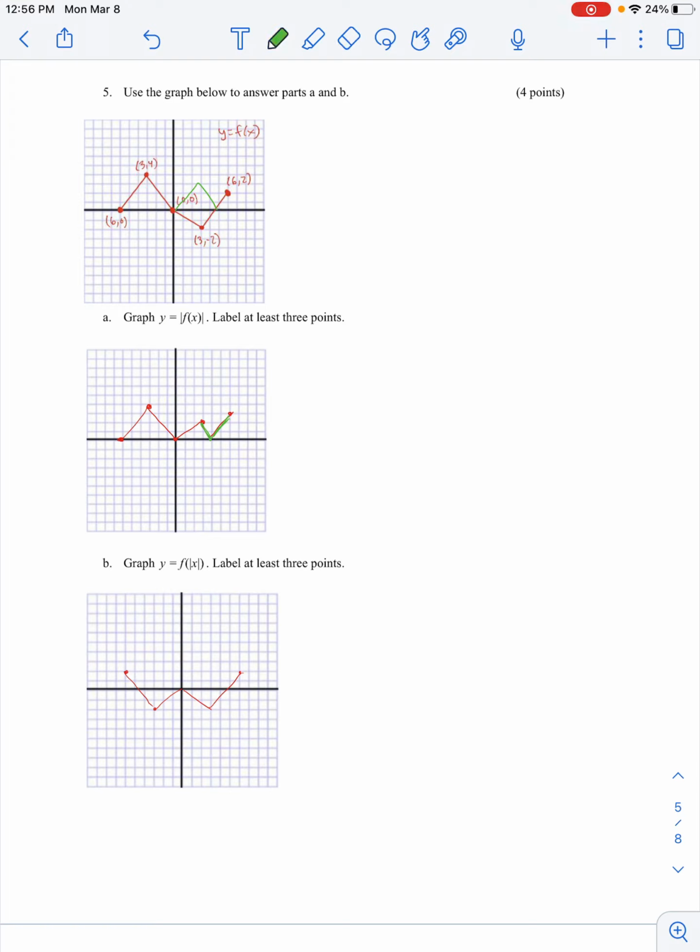For the second one, we basically get rid of this half, we forget about it altogether, and then we reflect this over. We reflect everything on the right side of the y-axis over the y-axis.